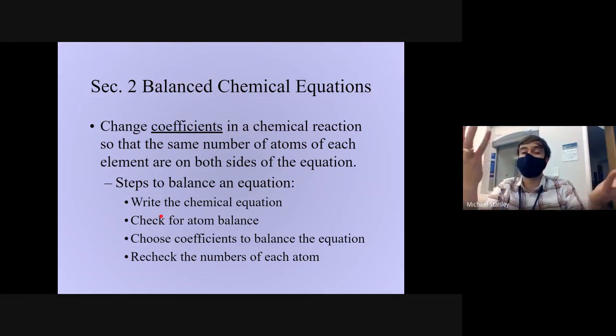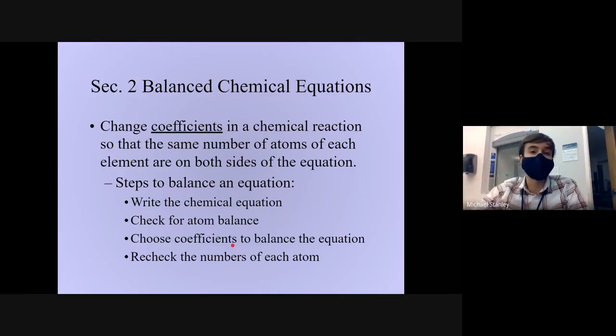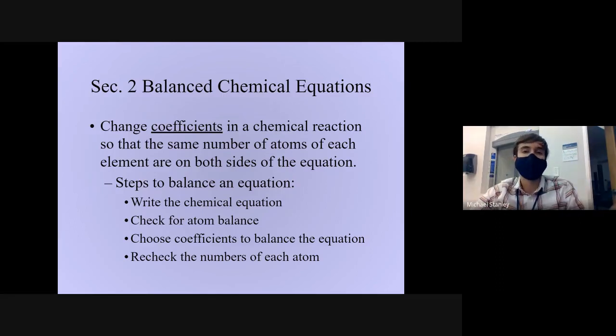Spoiler, none of the equations we're dealing with today are balanced. If they were, we wouldn't need to work with them. So when they're not balanced, we see which ones are unbalanced. We can choose the coefficients that we think will help balance the equation. Once we've changed the coefficients, figured out how many we have now, we'll go back, recheck the numbers of each atom, and see if we have successfully balanced the equation, made it so that the C's, H's, and O's on one side all match up with the C's, H's, and O's on the other side.